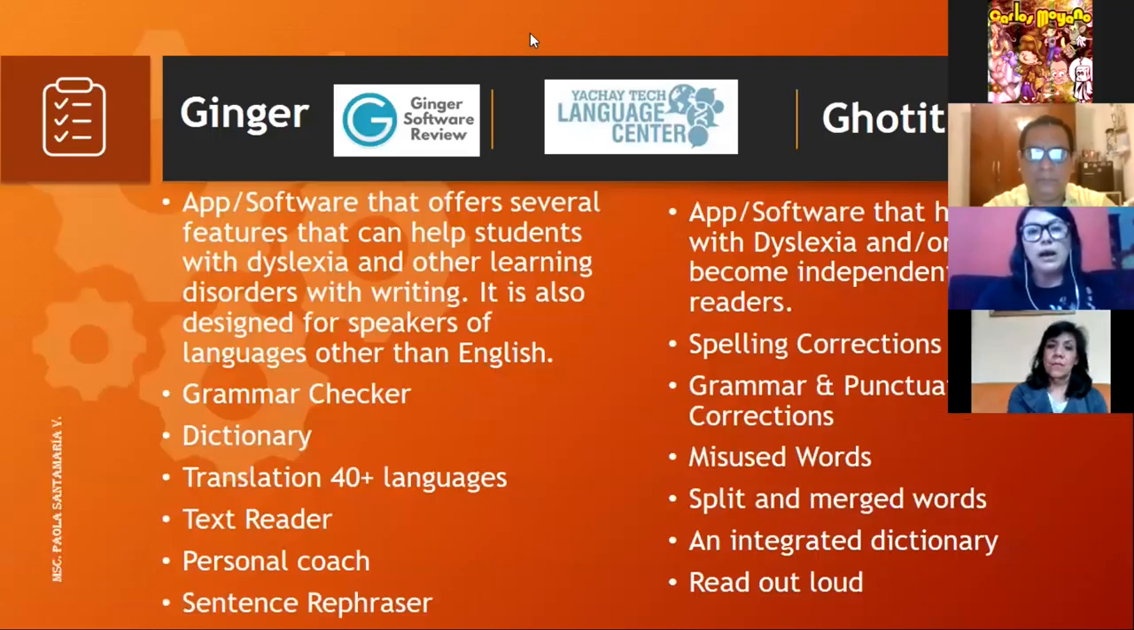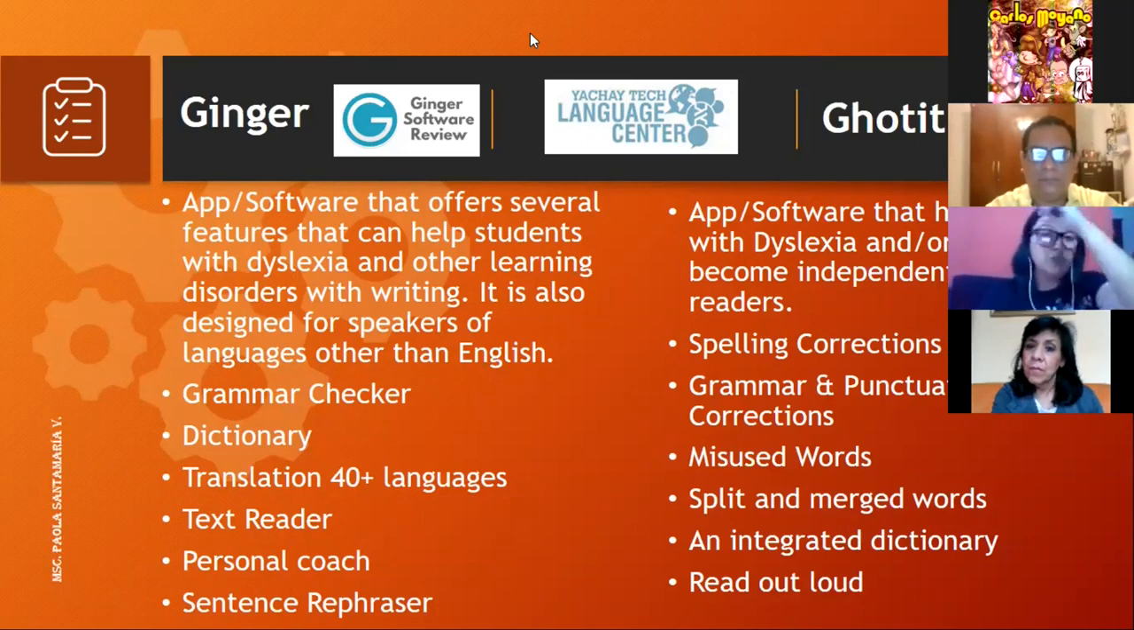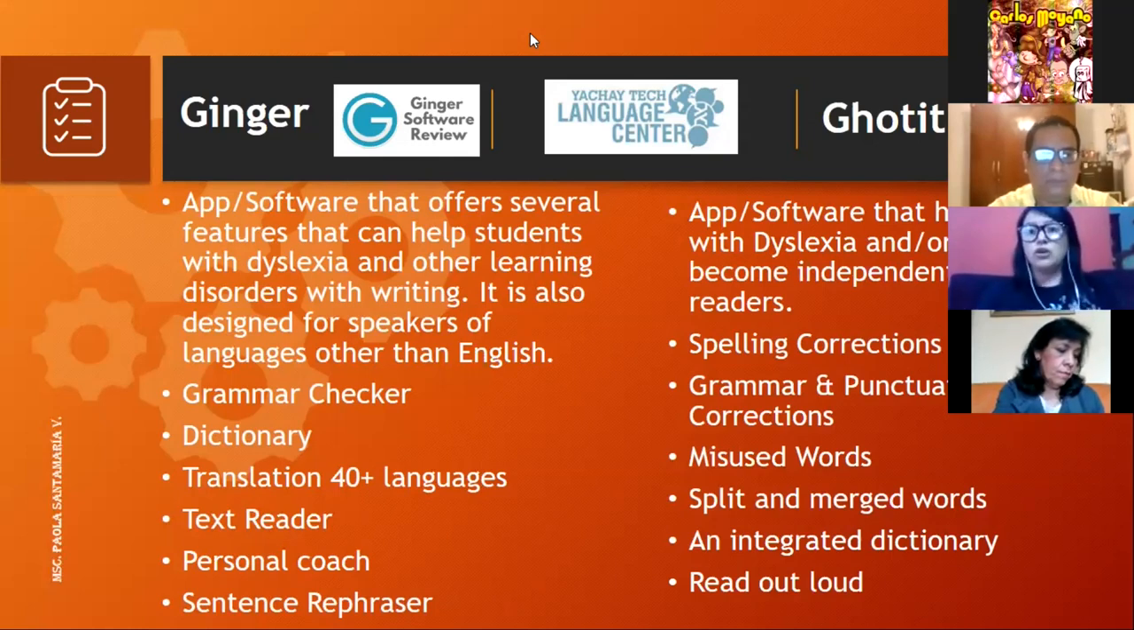Okay, so in this case of proofreading software, we have these two, which are the most popular now out in the market, which are Ginger and Got It. Both have free and premium options that you may download. And the good thing about these two, Ginger and Got It, is that they are also available in app form. You can download them to your cell phone, to your iPad, to your tablet. You may encounter them as apps.